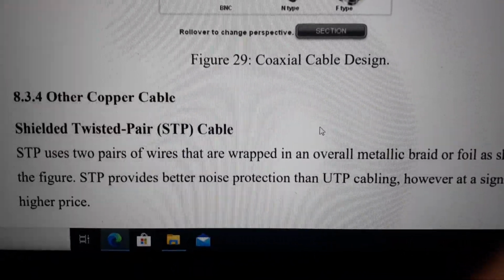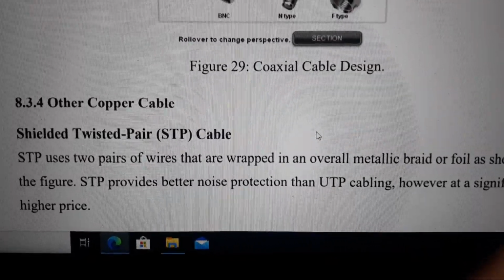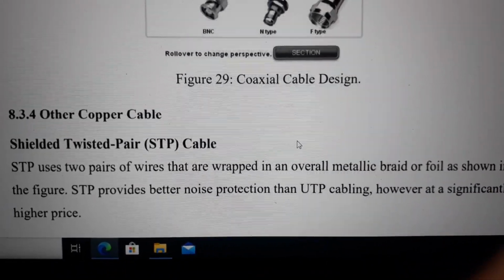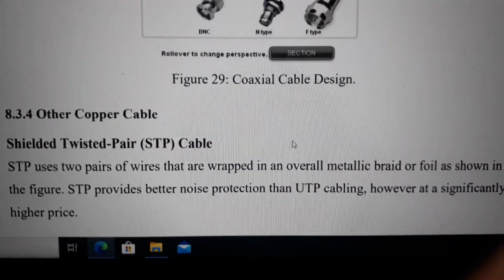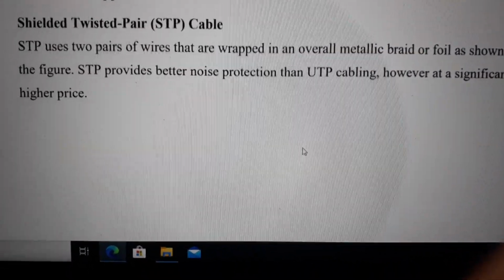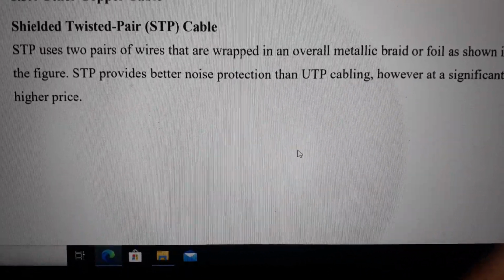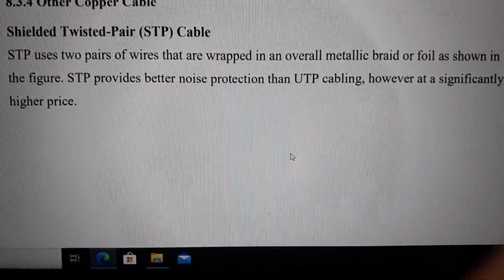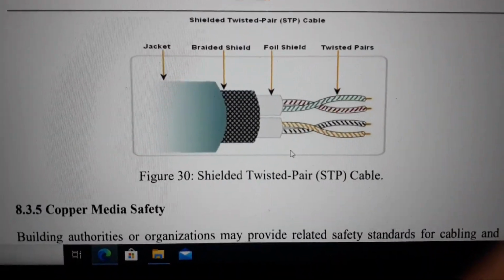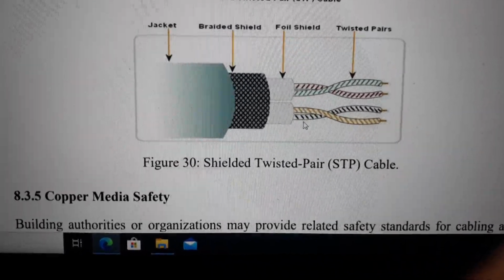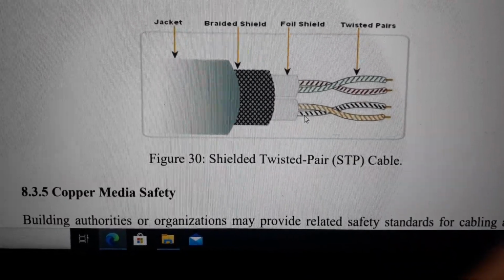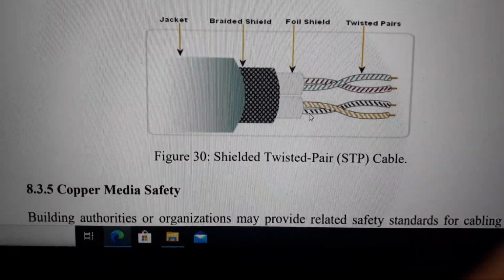Another copper cable, shielded twisted pair, STP cable, uses 2 pairs of wires that are wrapped in an overall metallic braid or foil, as shown in the figure. STP provides better noise protection than UTP cabling, however at a significantly higher price. As we can see here, jacket, braided shield, foil shield, and twisted pairs.